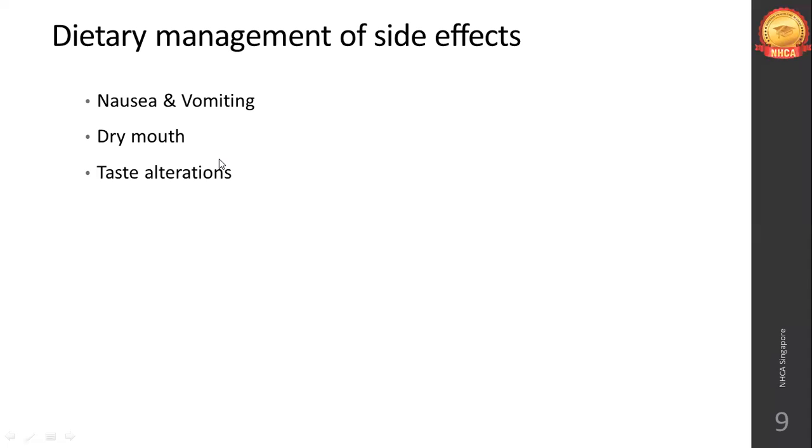Next, coming to taste alteration. So in taste alteration, they may have lost a sense of taste, etc. So you have to try experimenting here. A lot of trial and error has to be done here. What they may like, you may have to change the cuisine. Okay, you may have to add more seasoning or something like that. Experiment with your flavors and seasoning.